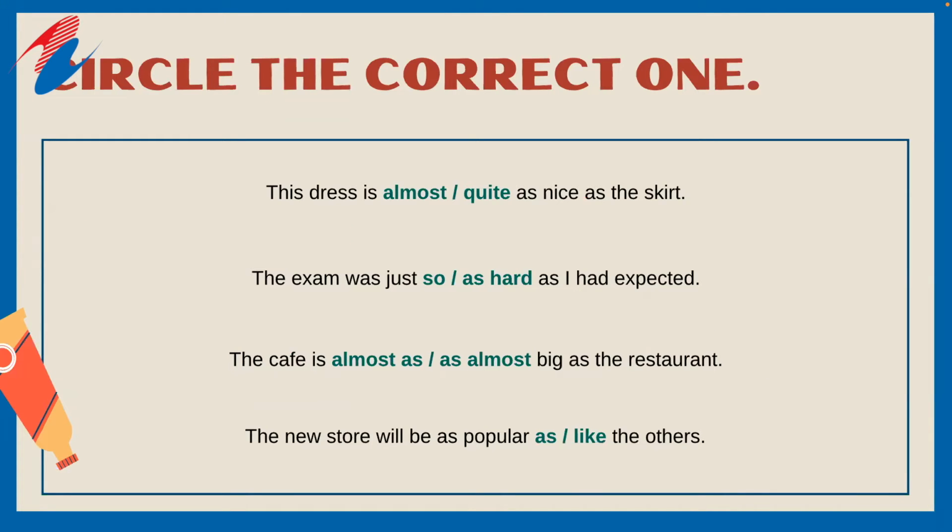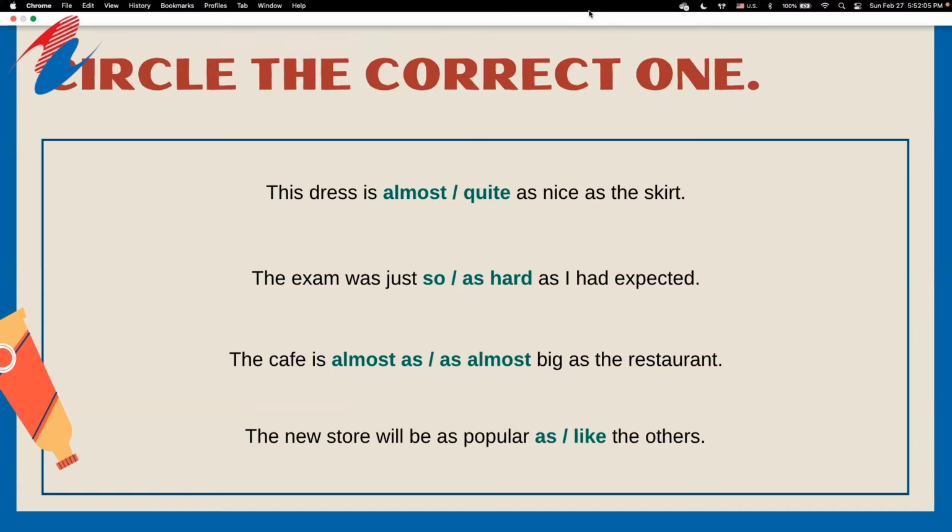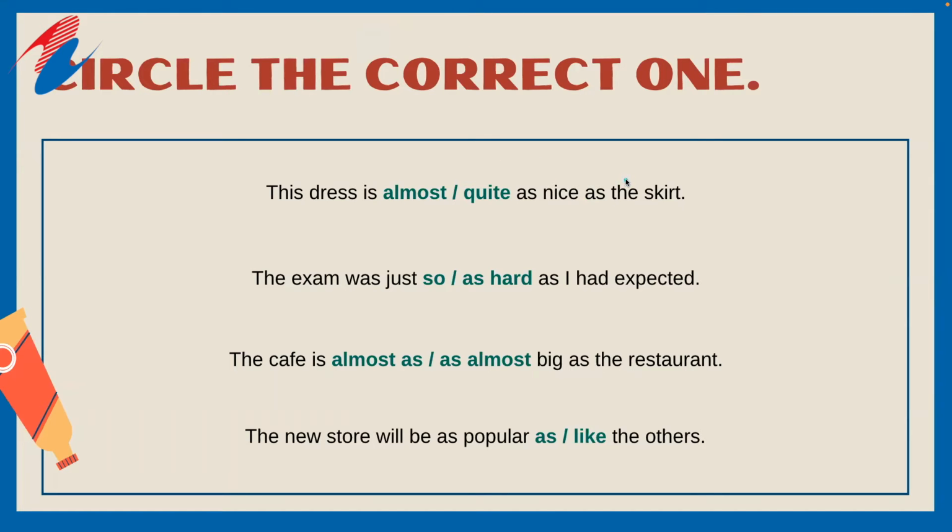And we're going to circle the correct one that we're using for as and as comparison. So this dress is blank, or almost, or quite as nice as the skirt. Okay? So the dress is almost or quite. 우리가 둘 중에 하나 골라야 돼요. Okay? 그래서 we're gonna look at this together.